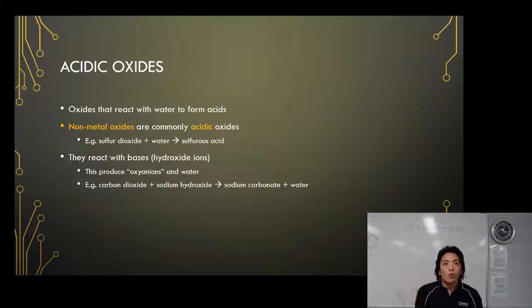When acidic oxides react with a base, it produces what's called oxyanions and also water. So that's a general formula: an oxyanion, an anion with oxygen in it, and water. For example, carbon dioxide and sodium hydroxide. When they react, it creates sodium carbonate. Those are ions in the solution, but the sodium carbonate is going to be produced as well as water.